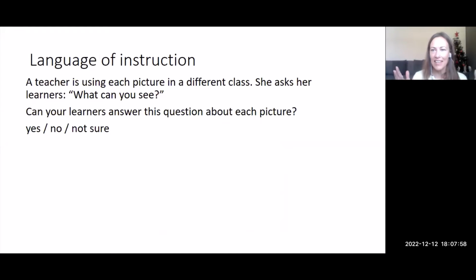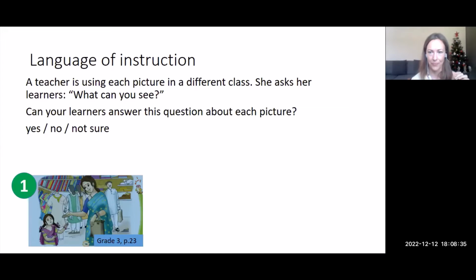A teacher, could be you, is using 4 pictures, each in a different class. And the question to students is, what can you see in the picture? My question for you is, can your learners answer this question in English about each picture? I'm going to show each picture separately, and for each one, I want you to say, yes, my learners could say this in English, or no, they couldn't. Are you ready? So picture number 1.